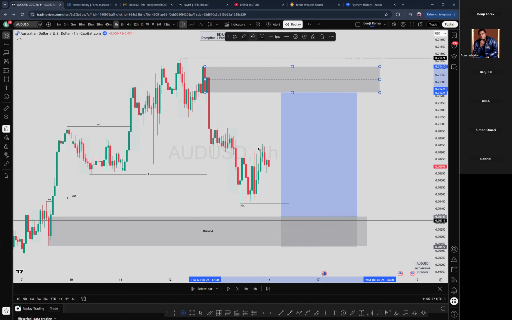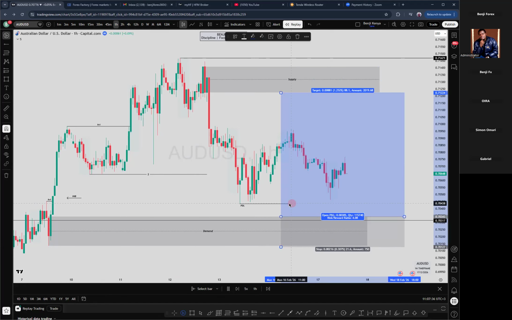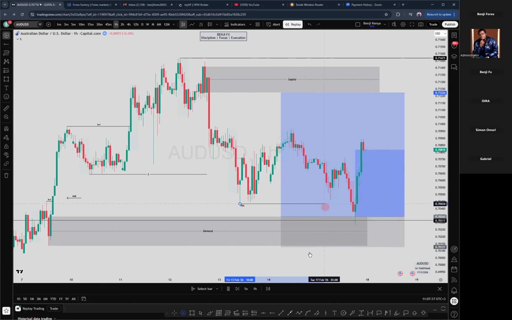Now, this is our supply zone, right? So let's play it out and see how it will move. This is Monday. The market pushes higher, comes back all the way lower, creates more inducement, then the market taps into our area of interest, as you can see from there.